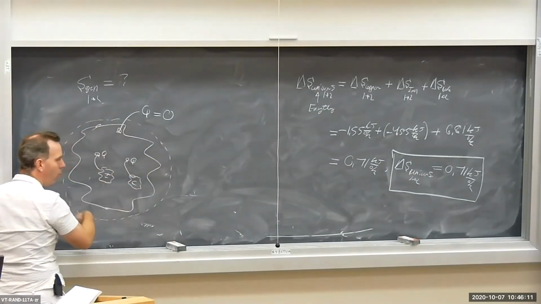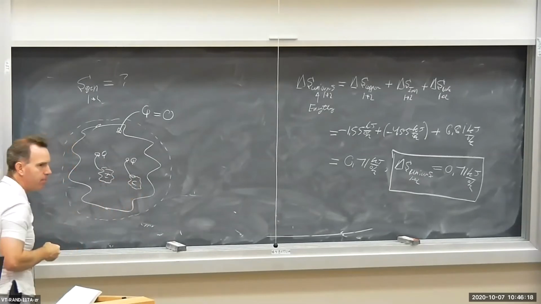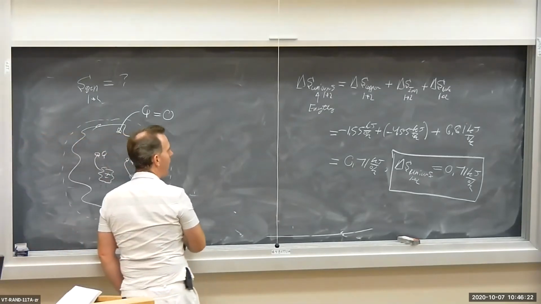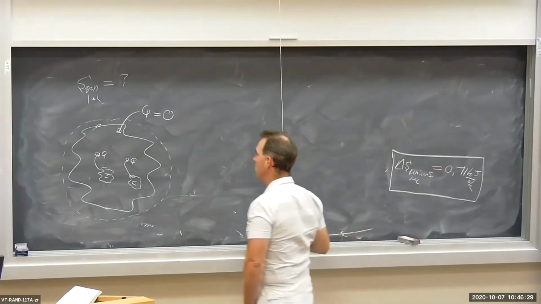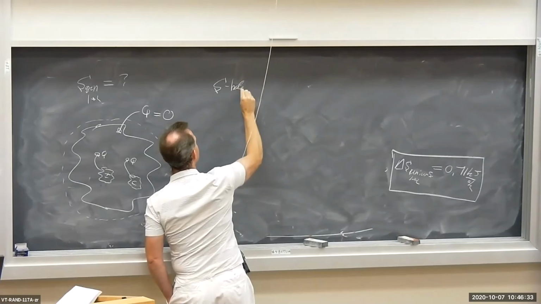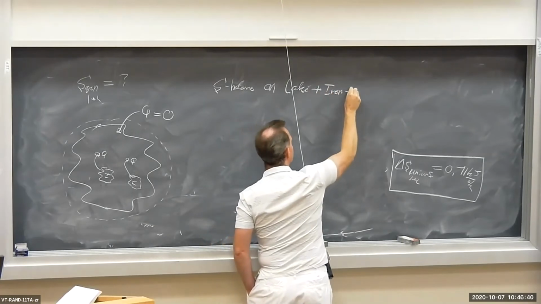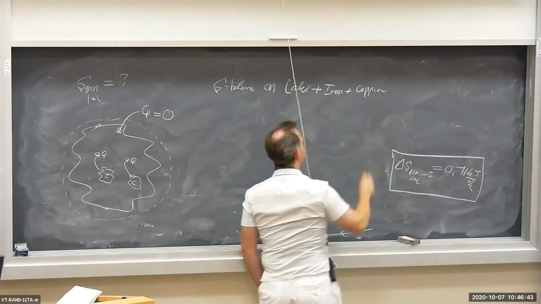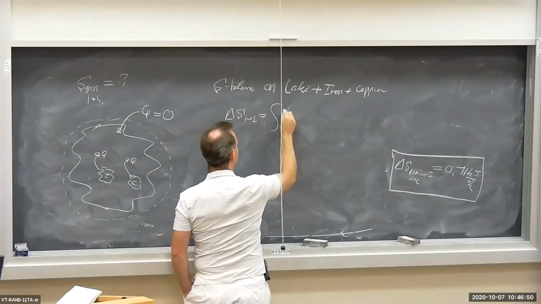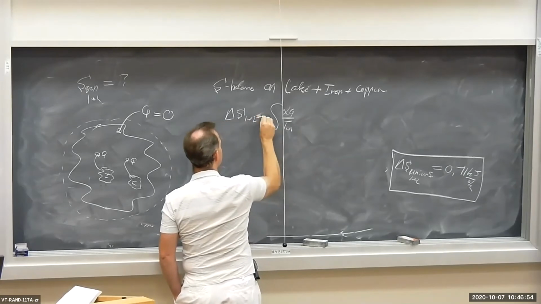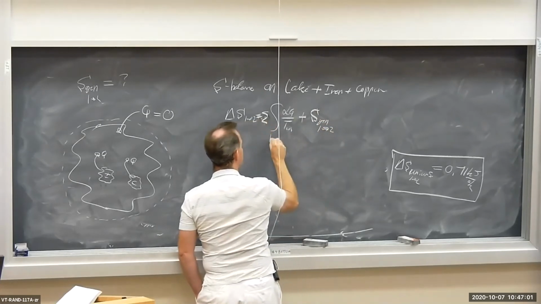So my system is the whole thing here: iron, copper, and the water. Notice I don't have any dashed lines indicating that I'm excluding the copper or the iron from the system. So let's apply the entropy balance to my lake plus iron plus copper system. Delta S 1 to 2 is equal to the integral of del Q over the interaction temperature plus S gen 1 to 2.